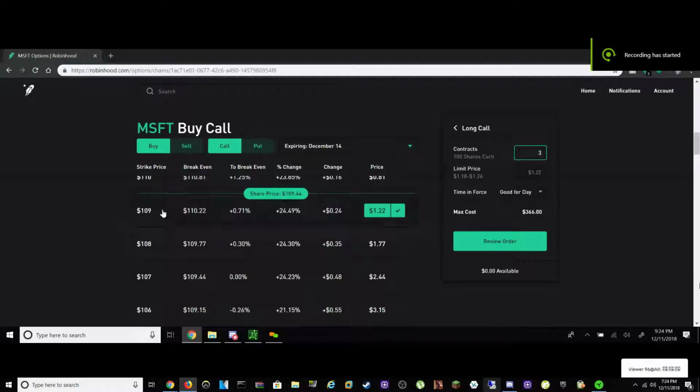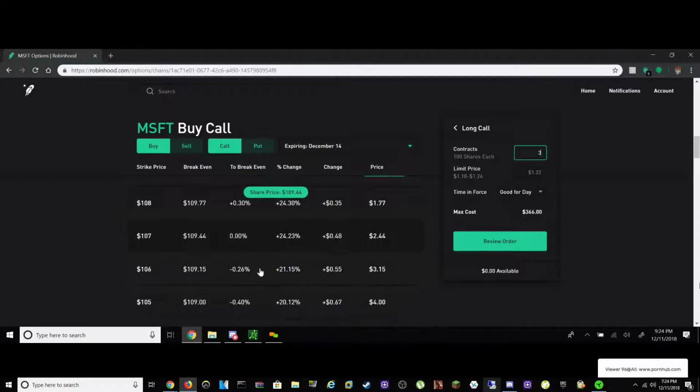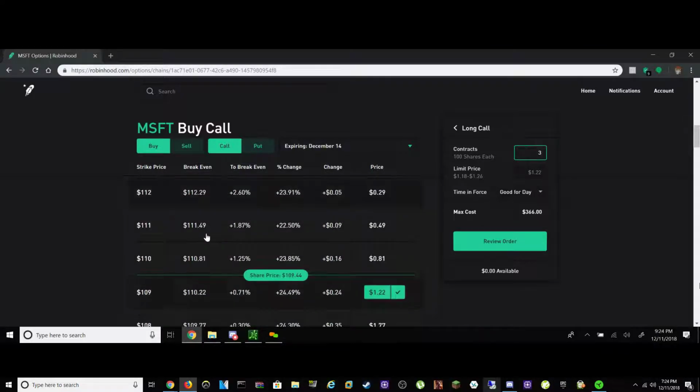Buy one call at 109, right? And I sell one call at a different strike price. So let's just say I sell that one call at 111. Okay. Good thing about Robinhood that I like is that it does tell you your break-even price.